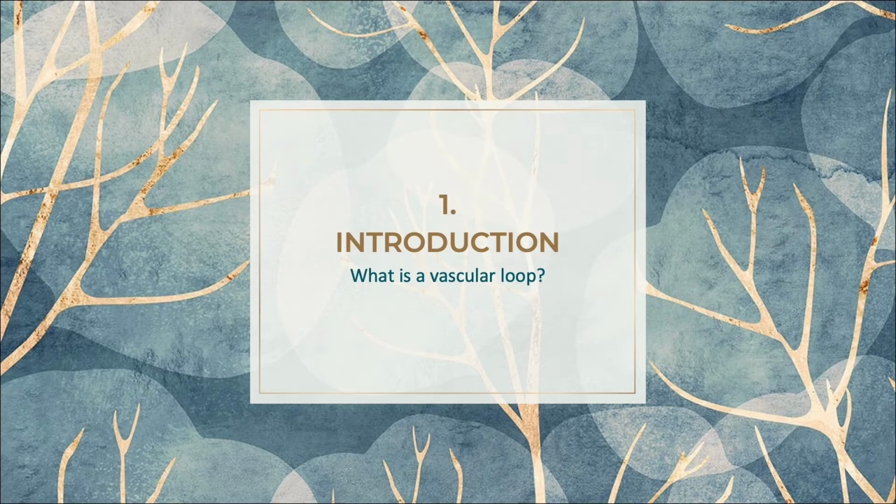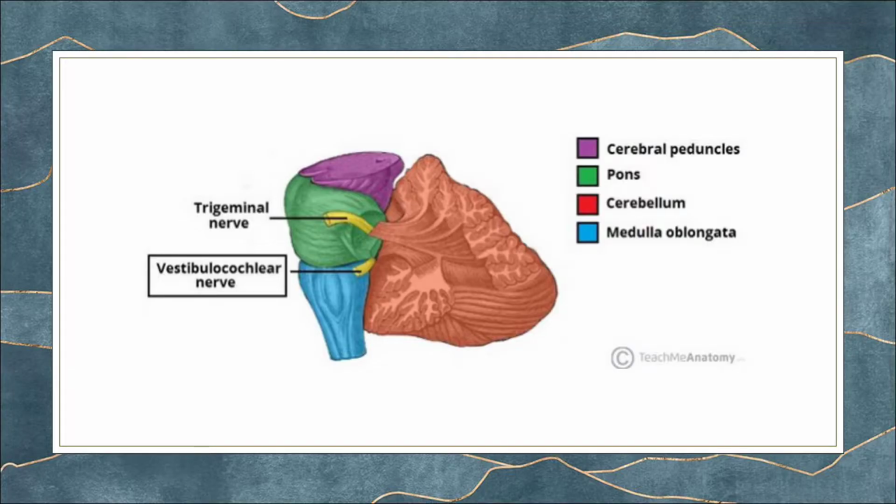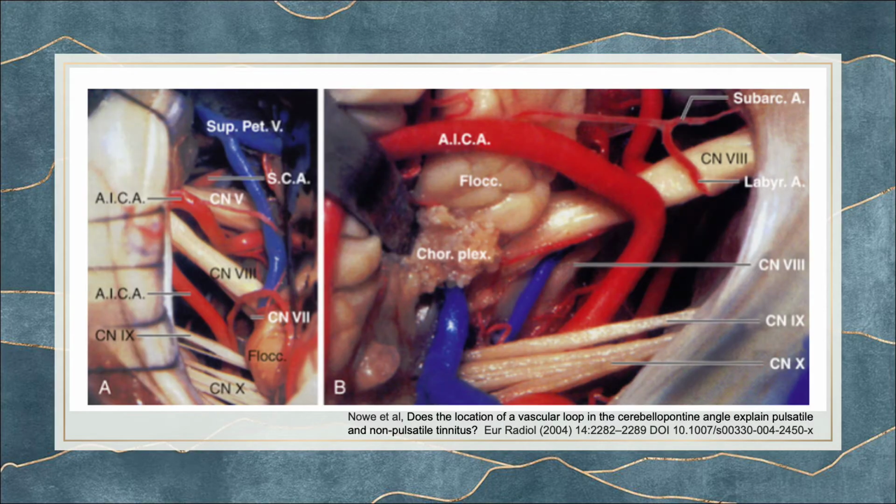Let us begin with some simple anatomy. The area of interest to us in today's lecture would be the cerebellopontine angle. As the name suggests, it is the area between the pons, which is green in color here, and the cerebellum. The cerebellopontine angle contains cranial nerves 6, 7, and 8, blood vessels such as the anterior inferior cerebellar artery or the AICA, and some veins.